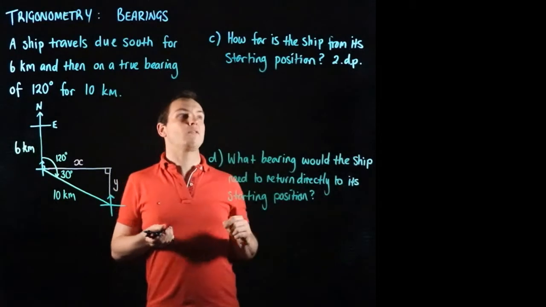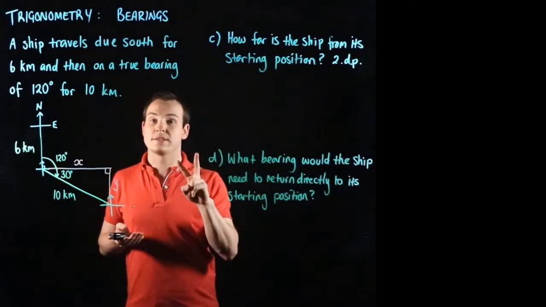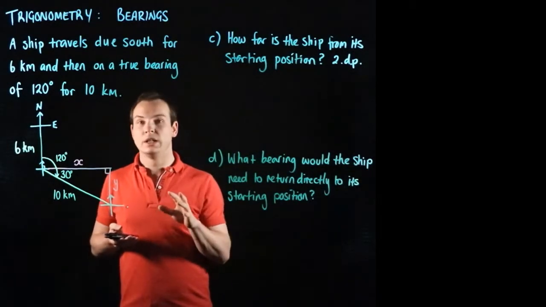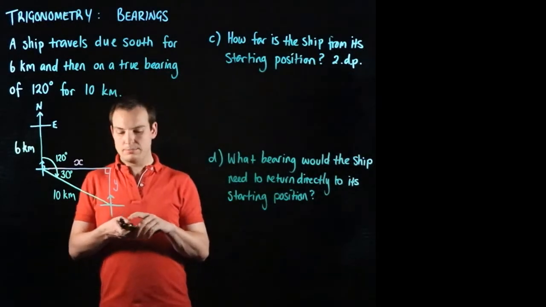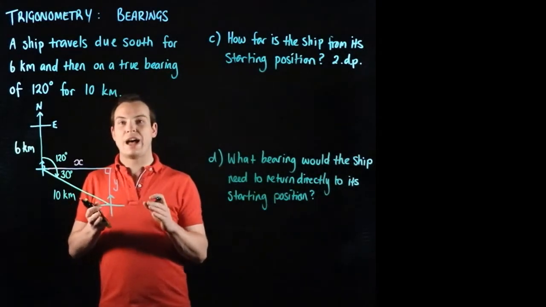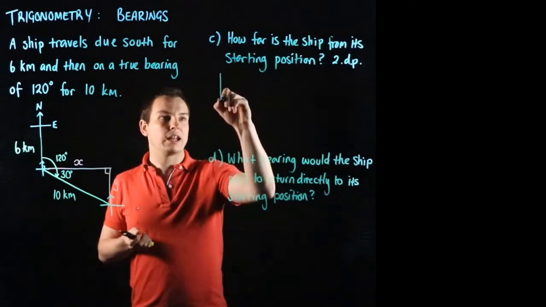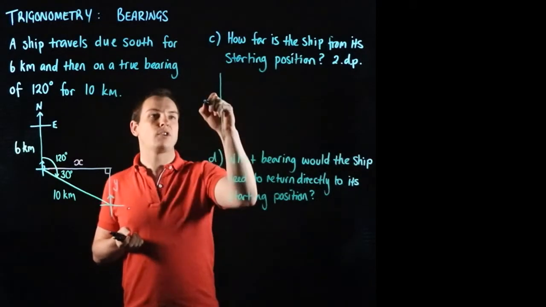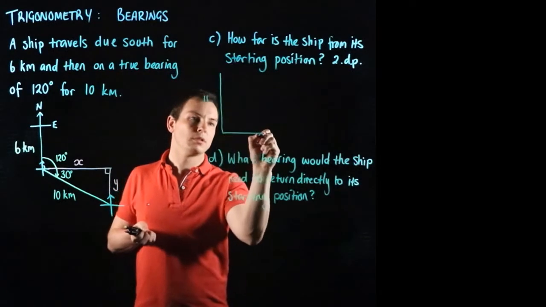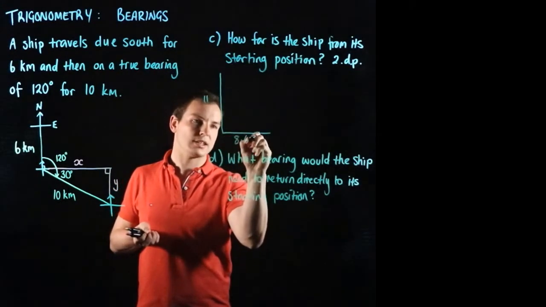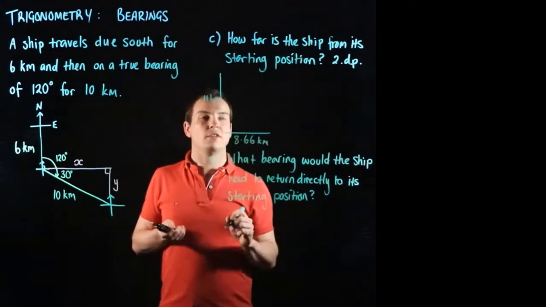So for the first question, how far the ship is from its starting position, we're going to use information we had from the previous 2 parts of the question. So we're going to refer to them now if you're wondering where this comes from. So we're going to draw a little diagram that represents how far south and east the ship was. So the ship started and ended up a total of 6 plus 5, which was 11 kilometers south, and it ended up 8.66 kilometers east of its starting position.